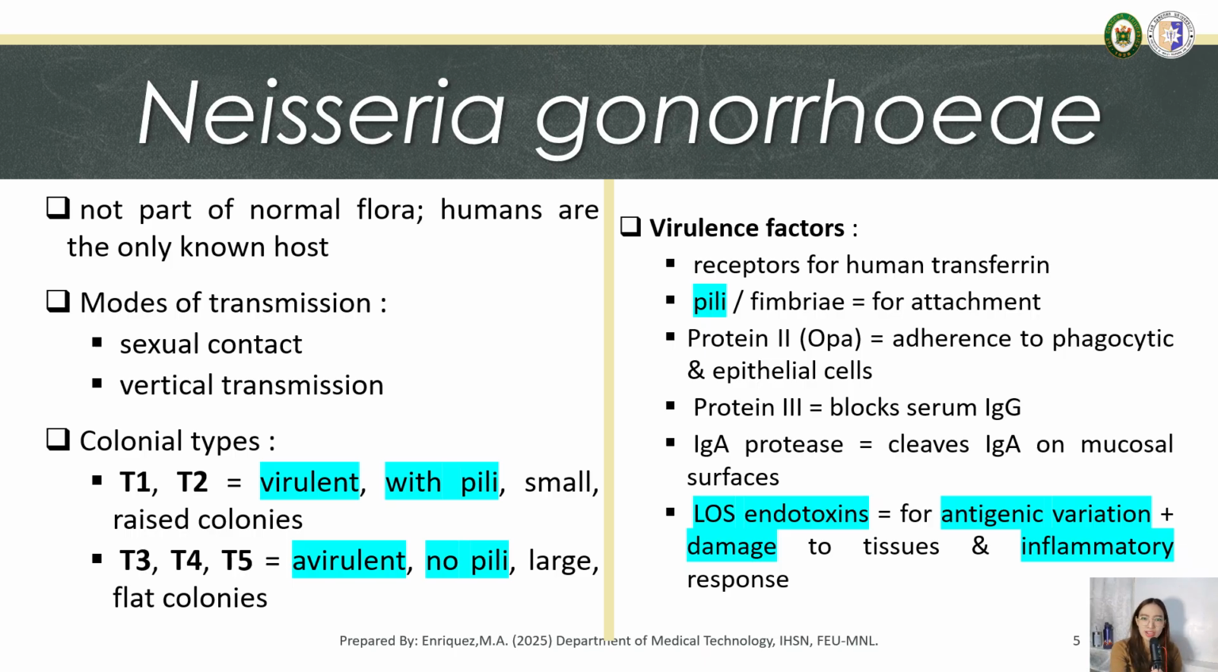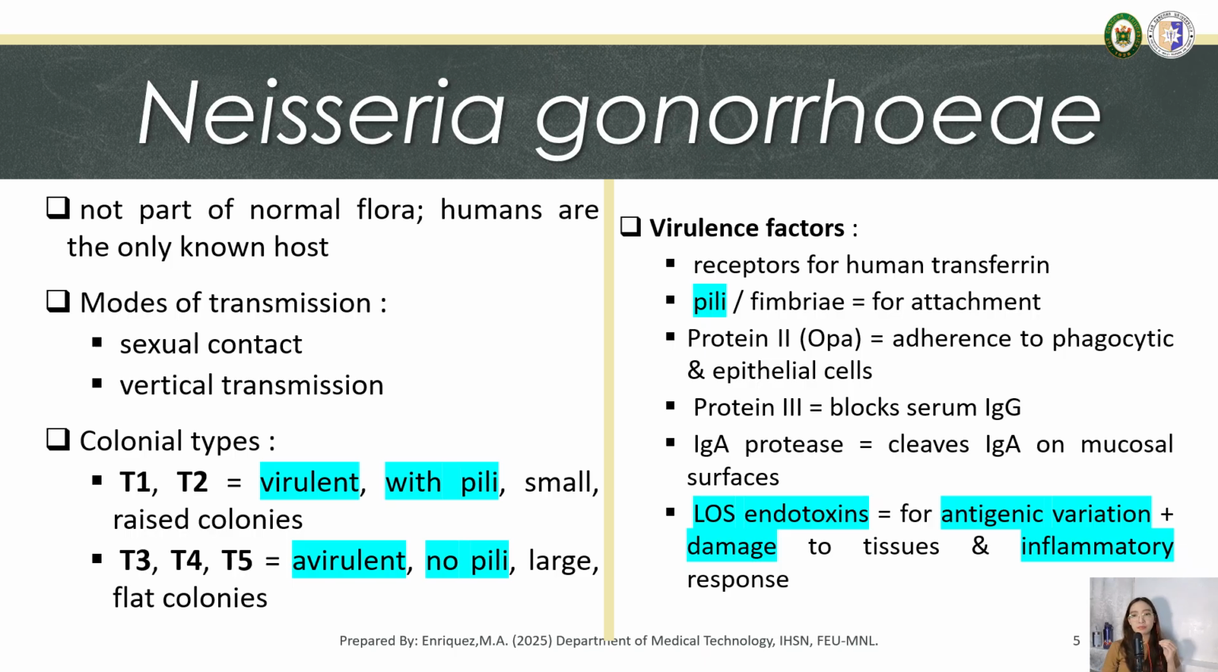So, Neisseria gonorrhoeae has different strains that can produce different colonial types. Okay, so ulitin po natin, no? May iba't ibang strains po ang Neisseria gonorrhoeae and maaaring mag-iba din po yung appearance ng colonies na kaya nilang i-produce. So, types T1 and T2 are the virulent strains because they have pili. So, they're equipped with pili and they usually produce small raised colonies. Meanwhile, types T3, 4, and 5 are avirulent dahil wala po silang pili.